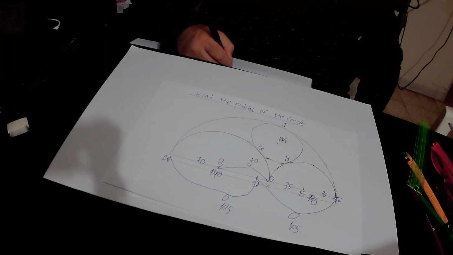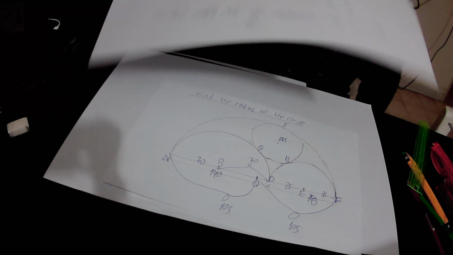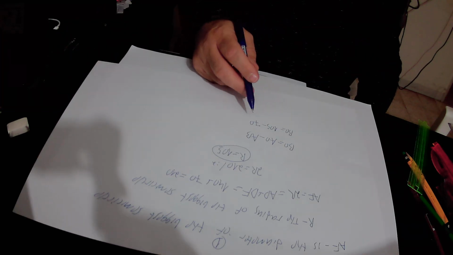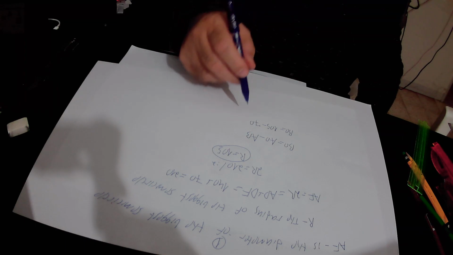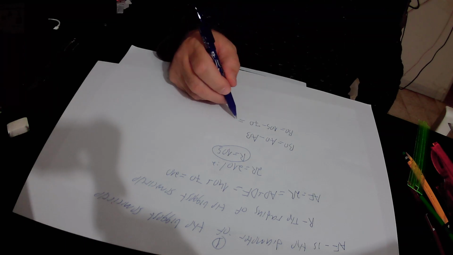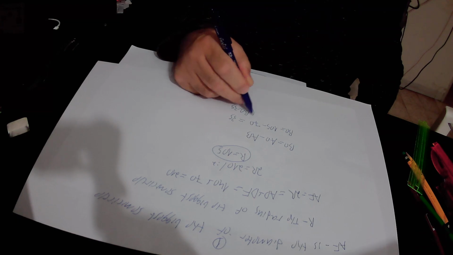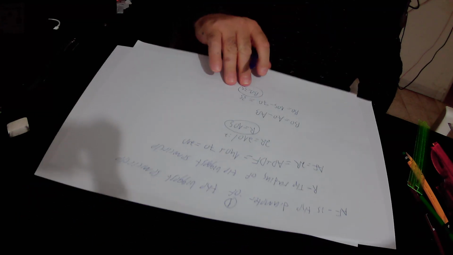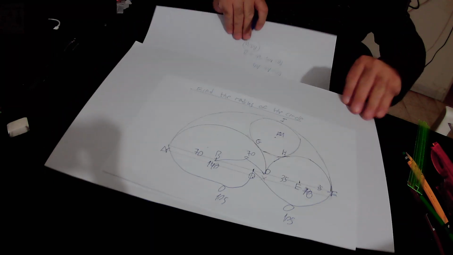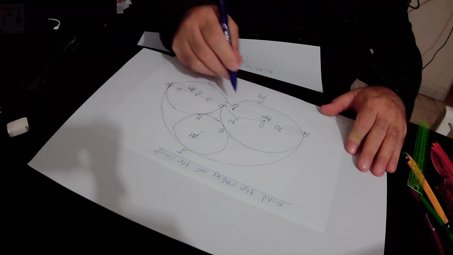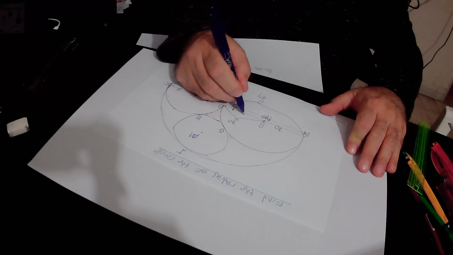So in conclusion, BO equals AO minus AB. AO is 105 units, AB is 70 units. So BO equals 105 minus 70, which is 35. So line segment BO equals 35 units.